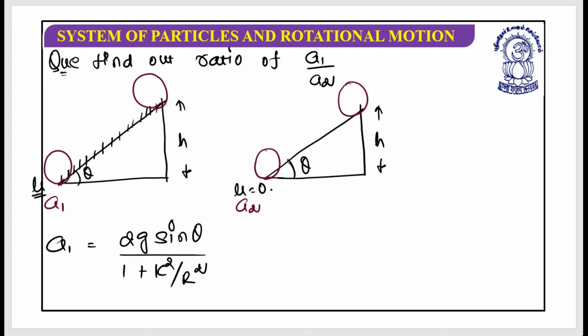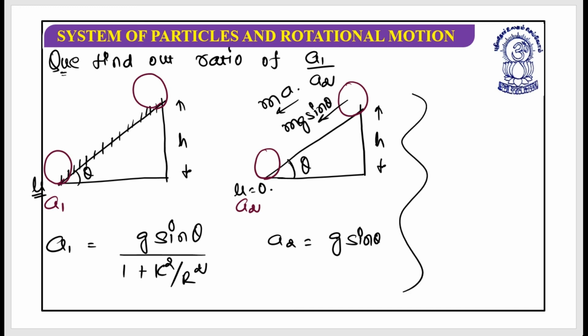When the object is moving on the smooth wedge, it cannot roll, because it is only mg sine theta that equals m into a. So a equals g sine theta only. So the acceleration in this case, a2, is g sine theta.